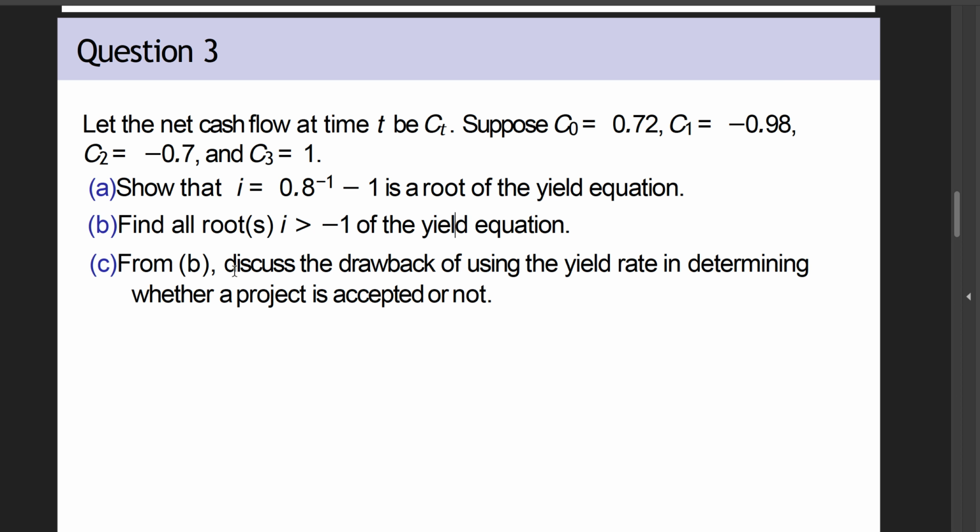And then from parts A and B, we can see that there is one drawback of using the yield rate in determining whether a project is acceptable or not. It's obvious that there is a big problem, which is that we found two yield rates. Suppose we have two separate cash flows we want to compare, and we want to know which cash flow is better. We can't really use the yield rate to compare here because there are two yield rates that we can use. So it doesn't really make sense even to talk about having a yield rate here because there are multiple yield rates. So this is one drawback of using the yield rate as a benchmark to determine whether an investment is good or not.